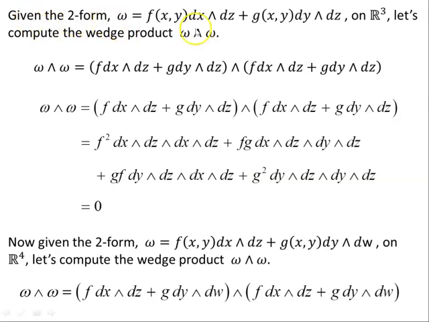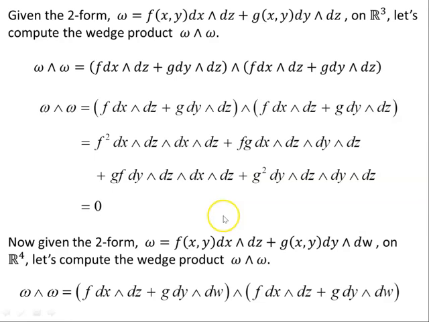Next one. All right, so given the 2 form omega, f dx wedge dz plus g dy wedge dz on R3, let's compute the wedge product, omega wedge omega. Well, here it is, writing it all out, and this time I'm just going to drop the function of x, y and just put f. Same with g. Okay, expanding this out, f squared here, all of this. Now you can see dx here and dx here, that's going to go to 0. Dx here, dz here, dz here, you know that's going to go to 0. And you've got here dy, dz again will go to 0, dz again goes to 0, the whole thing is 0.